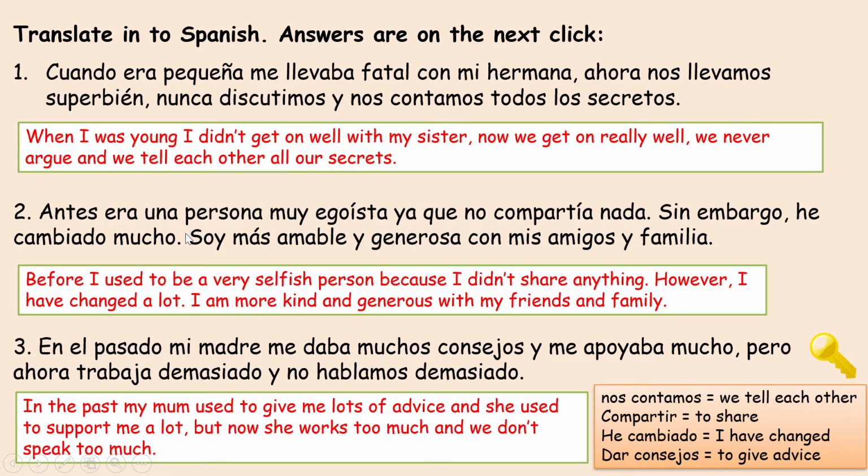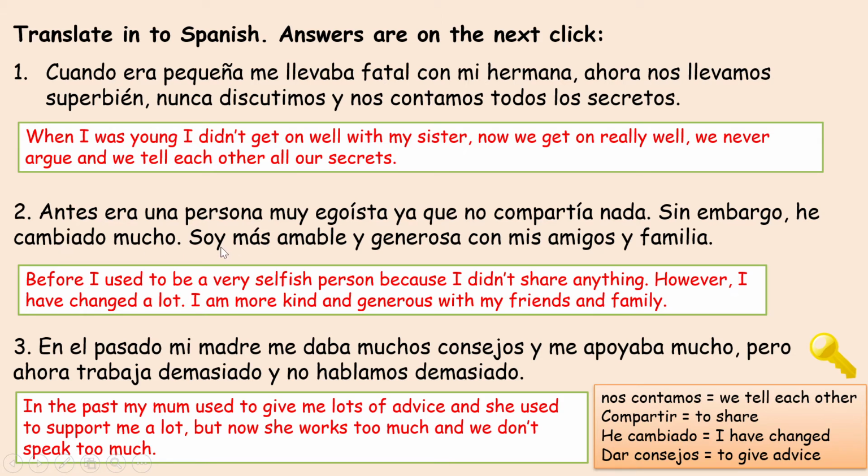Number 2, signaling past tense, antes, before, time phrase. I used to be a very selfish person. Or you could say I was a selfish person because you're describing something that happened over a period of time. Because I didn't share anything. However, I have changed a lot. This is our perfect tense. He to be I have, and then cambiado is our past participle to say changed.